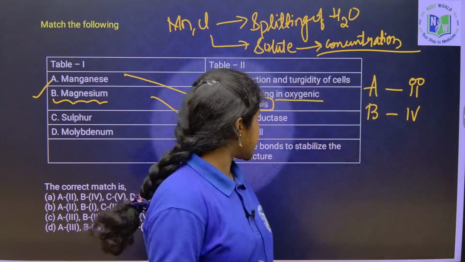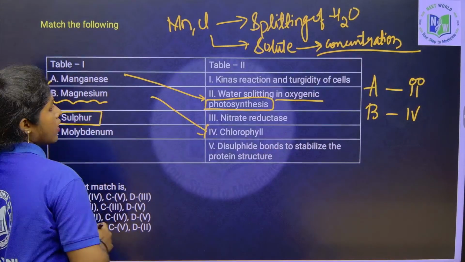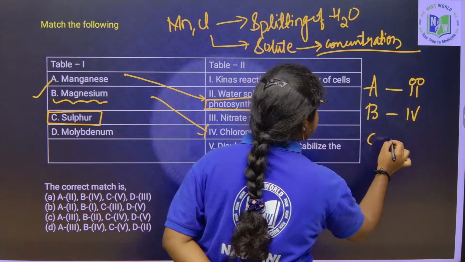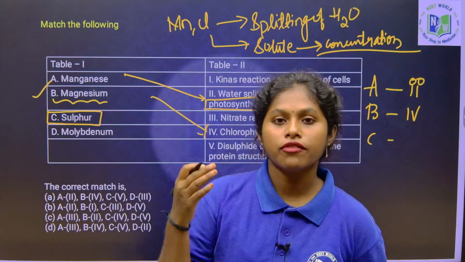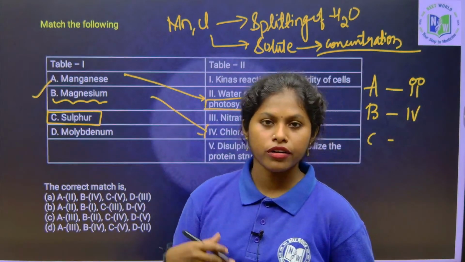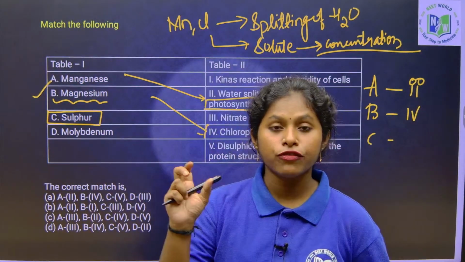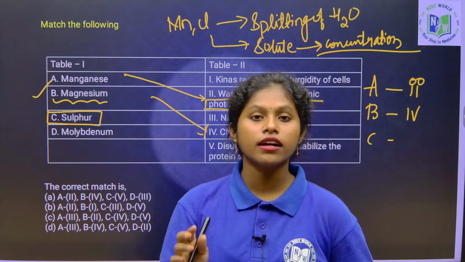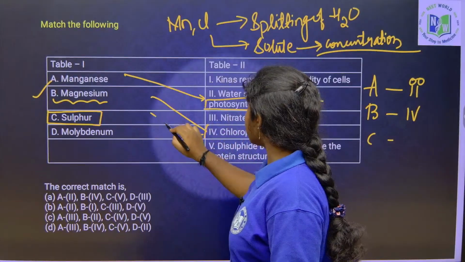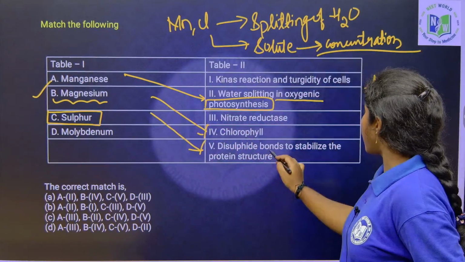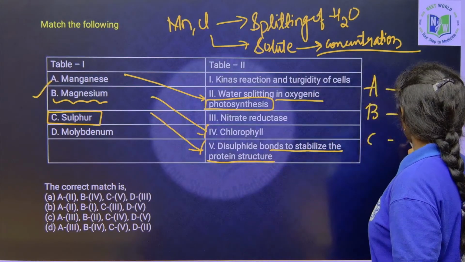Next is the question, sulfur. Sulfur is a main element for amino acids like cysteine and methionine, and it is also involved in the formation of vitamins like biotin and thiamine. It is also an important constituent of ferredoxin, and it forms disulfide bonds that stabilize the structure of proteins, right? That is why sulfur is involved in the disulfide bonds to stabilize the protein structure. Here C, the answer, is 5.